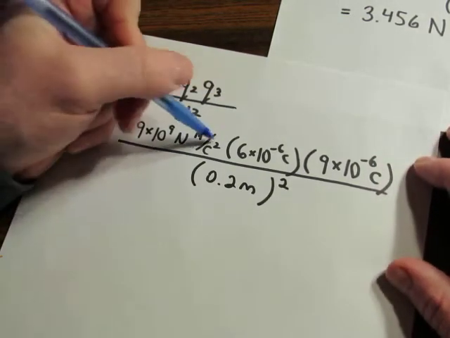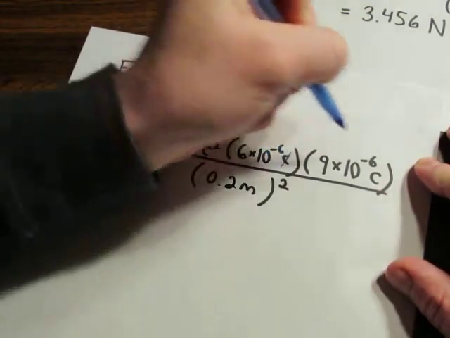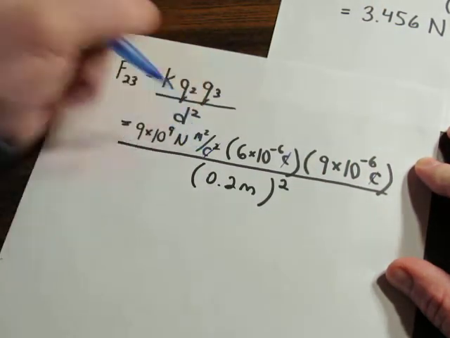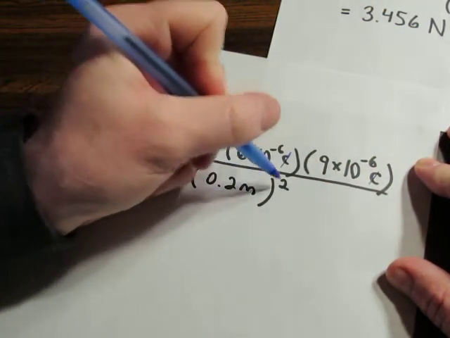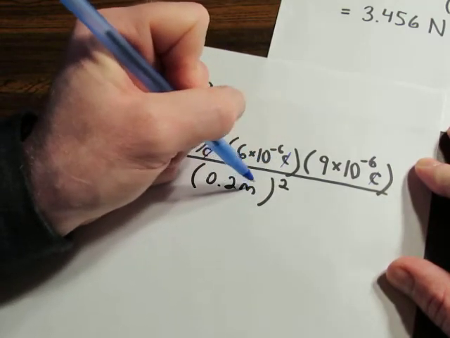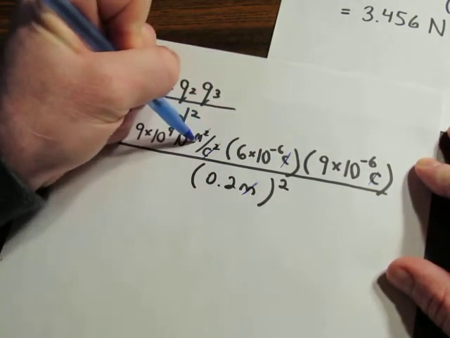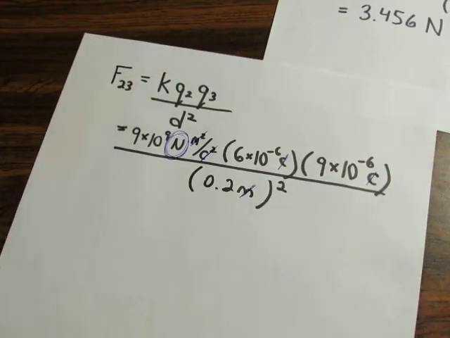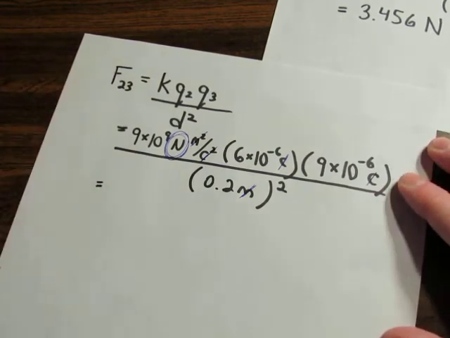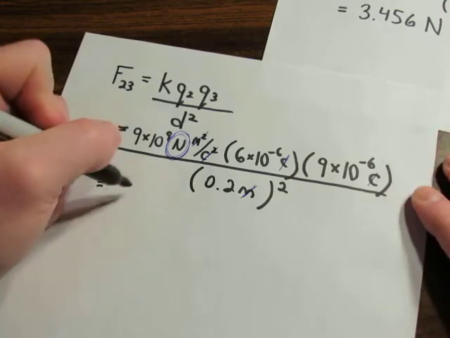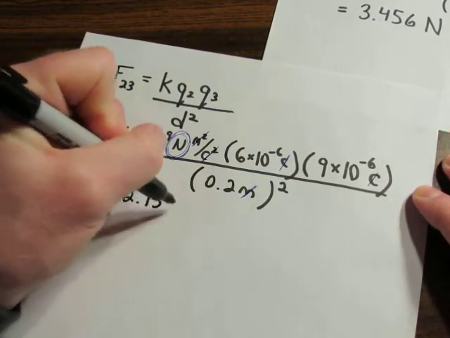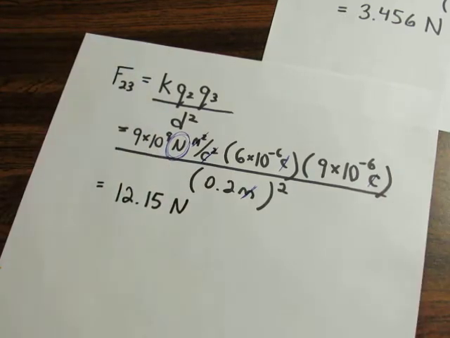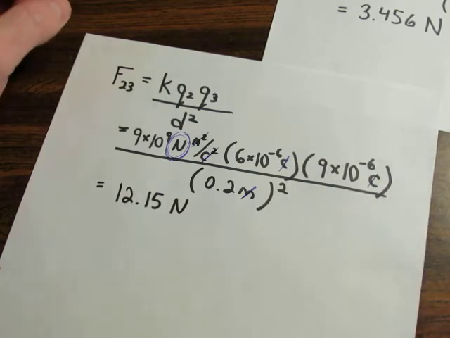If you're keen on units, you can see how this works out. There's 2 coulombs that cancel the coulomb squared. And on the bottom of this, there's a meter, which is going to get squared and become meters squared, which would cancel meters squared. And the only unit you have left is newtons for the force. So punch all that into your calculator, and you will get an answer of 12.15 newtons.